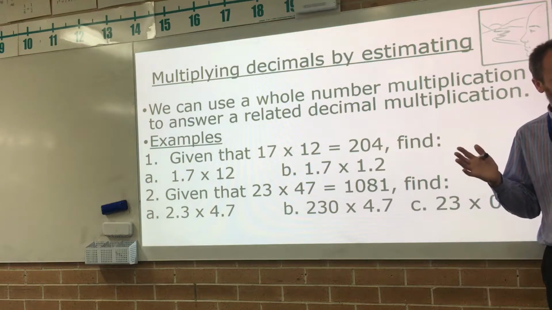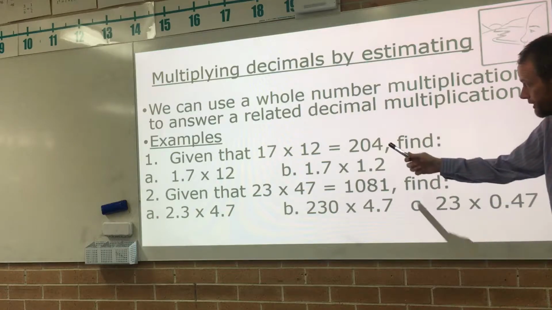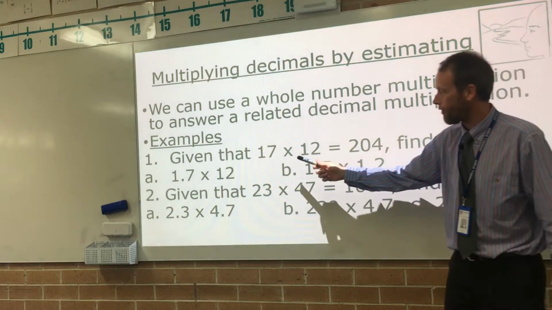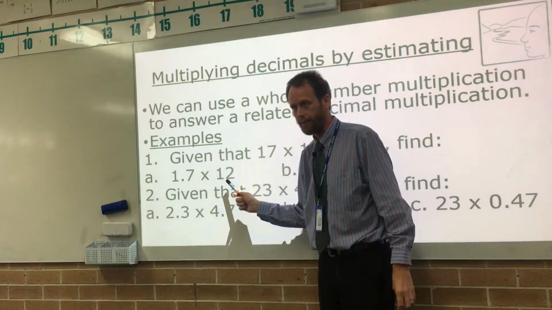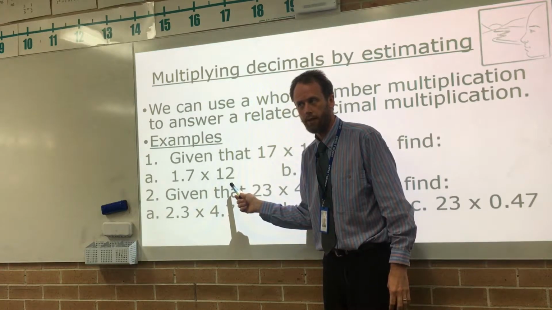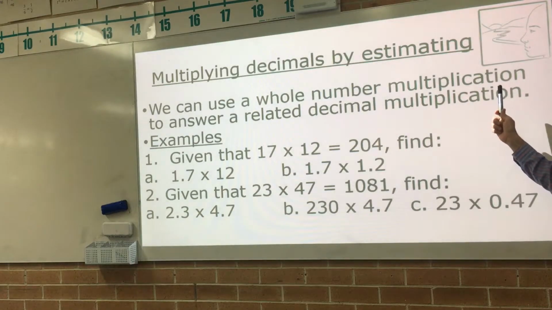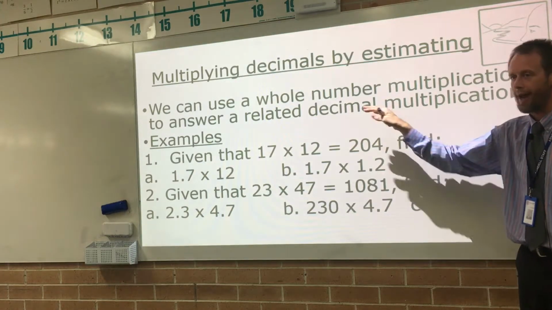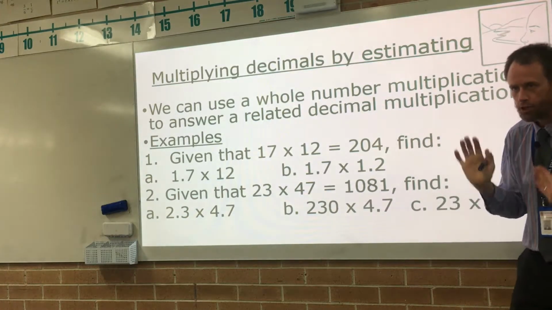Year 7 today, we're just going to continue a little bit on the work we did last lesson where we multiplied by powers of 10. We're going to go back to our decimals though and try and work out what is happening. What's the pattern that's happening when we multiply a decimal by a whole number, for example? The way we're going to do it is to actually say we can use a whole number multiplication to answer a related decimal multiplication. Let me show you what I mean.